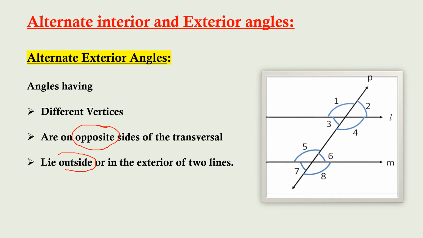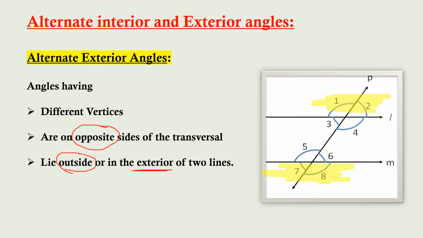Now what do you mean by exterior? Exterior means outside, right? So firstly, see over here which are the angles that are in the exterior, or in the outside. So these angles are 1 and 2, 7 and 8. Alright. So that means now 1 and 2, 7 and 8.